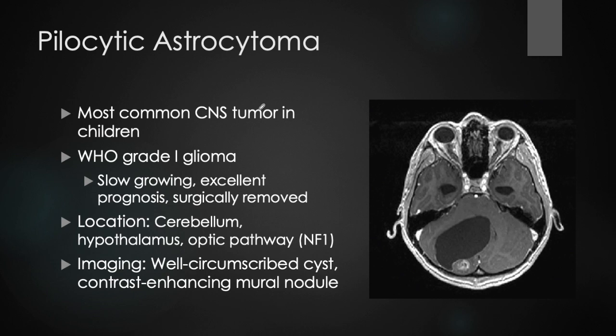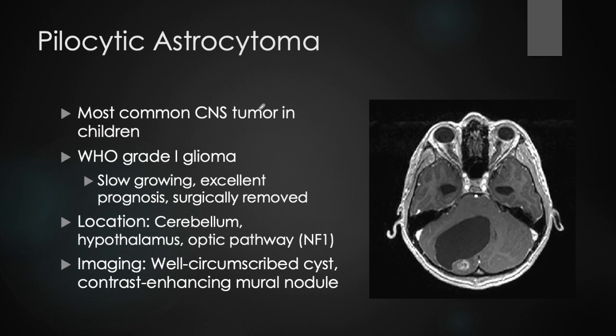Pilocytic astrocytomas are the most common brain tumor in childhood. They are a grade 1 glioma, are slow-growing, and have an excellent prognosis. They can commonly be surgically resected. Pilocytic astrocytomas most commonly occur infratentorially in the cerebellum. However, they can also occur in the hypothalamus.